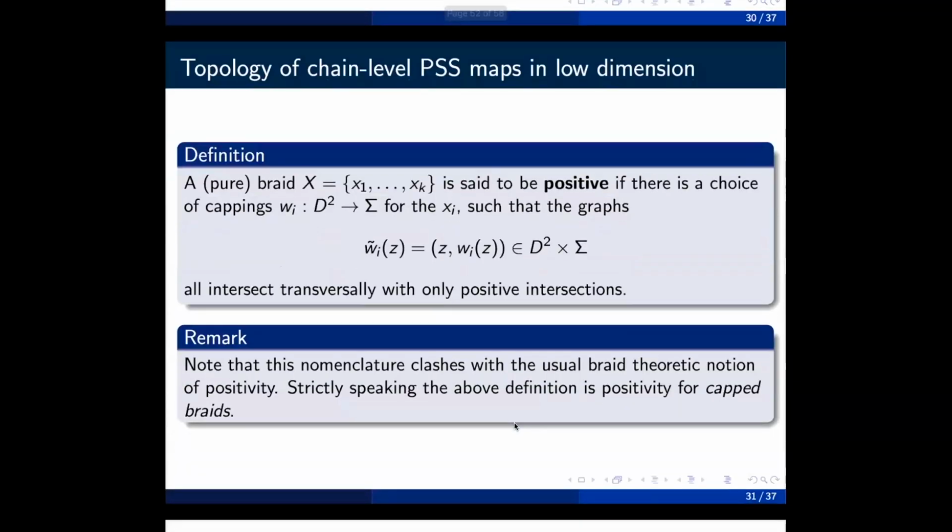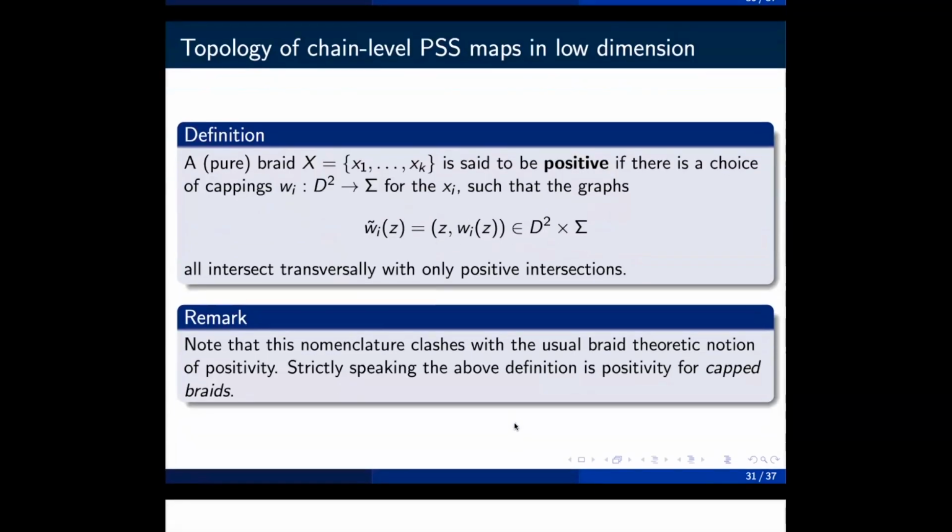Okay, and now to answer Luia's question, why care about these PSS image spectral invariants? Let me give this topological characterization of the PSS image spectral invariants. To give that, I need this definition here. We're going to say that a braid is positive if I can choose cappings of these braids such that the disks of these cappings intersect only positively and transversely.